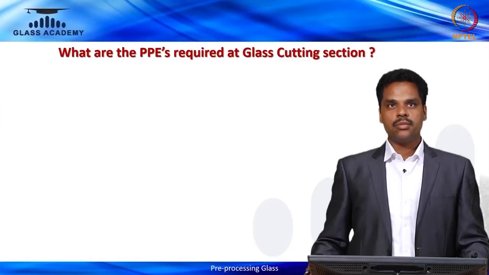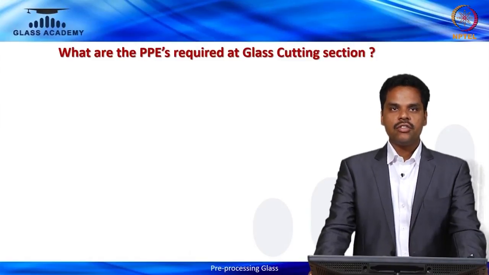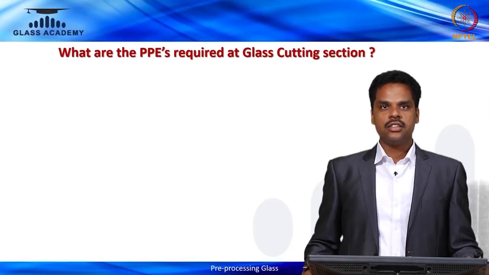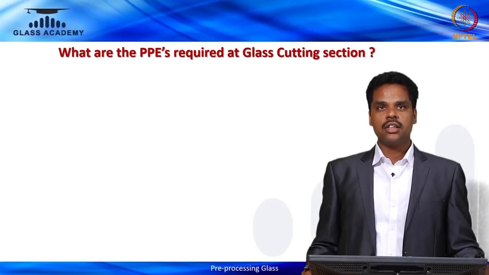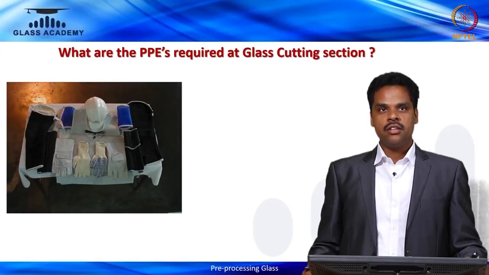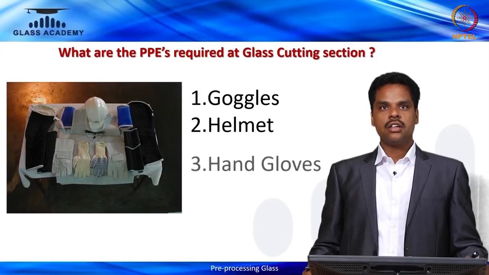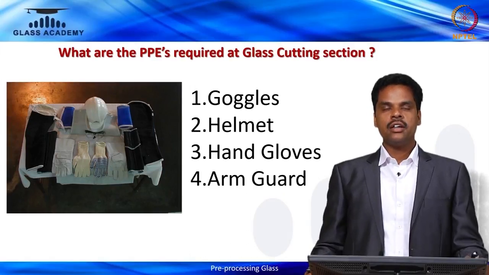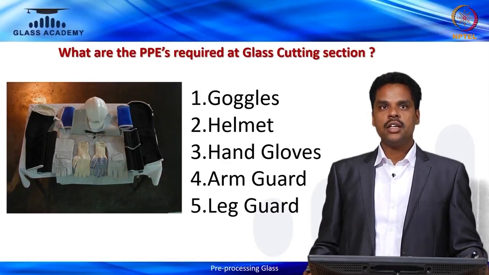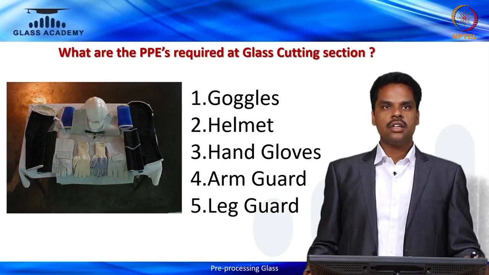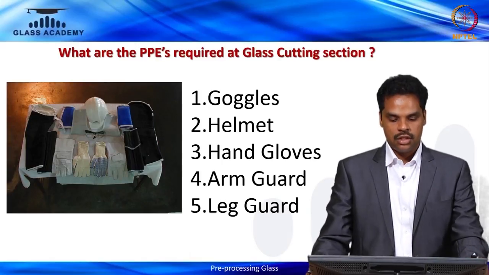Before starting the process, what are the PPEs? The PPEs are very important in the cutting section. The following PPEs need to be used at the cutting area. From the picture you can identify the goggles and helmet, hand gloves, arm guard and leg guard. These are the necessary PPEs you need to use in the cutting section wherever in the processing place.